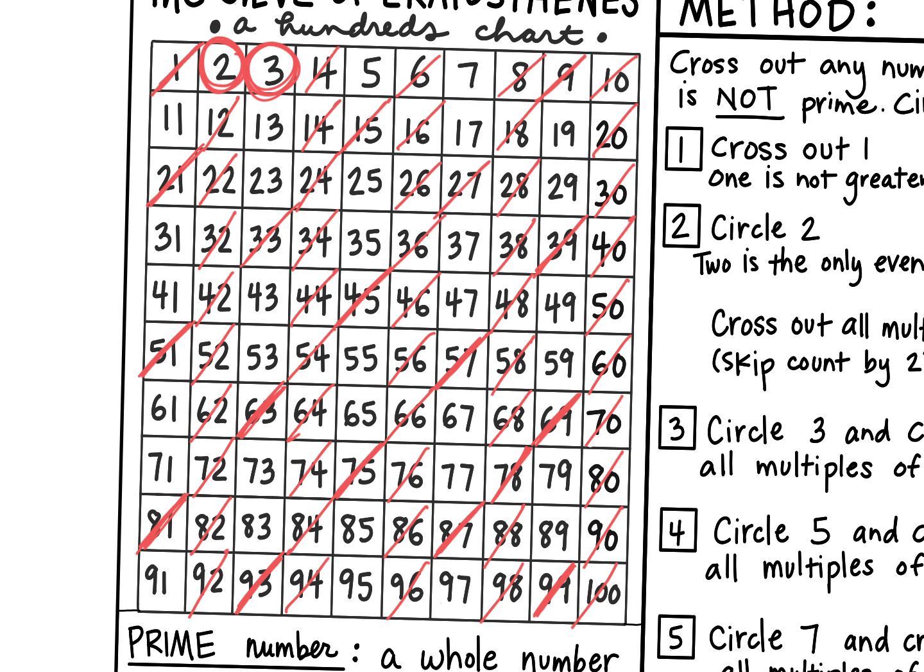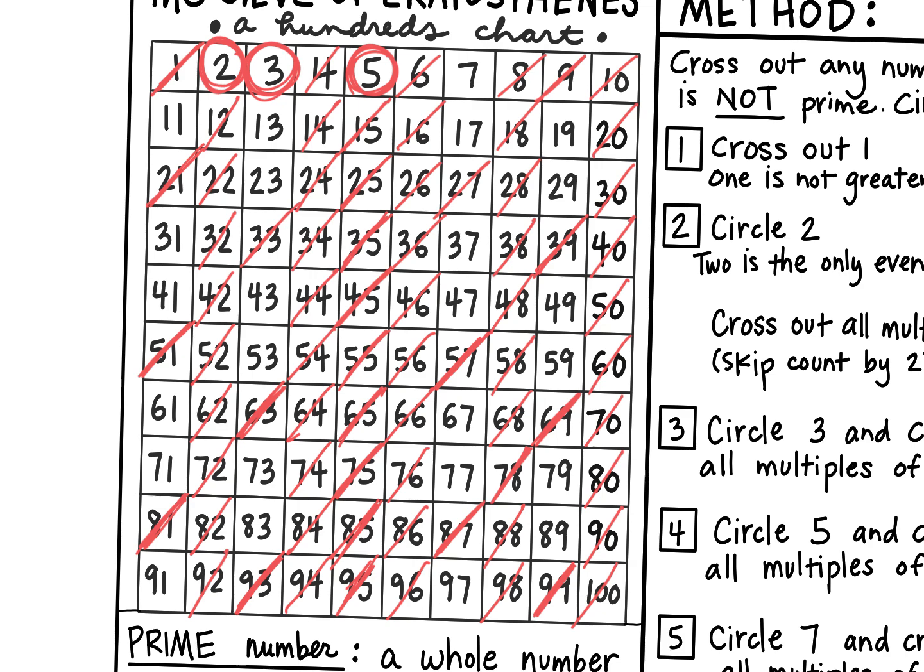Okay, next, number 4. Says circle 5, because 5 is prime. And then cross out all multiples of 5. So all numbers that end in a 5 or a 0 that aren't already marked out, you want to mark those out. So that should be 25, 35, 55, 65, 85, and 95.